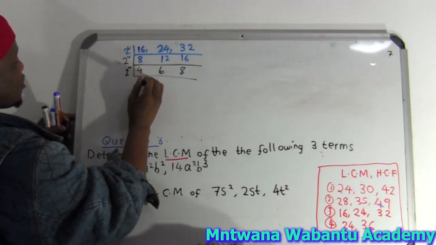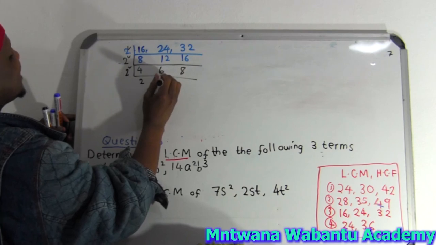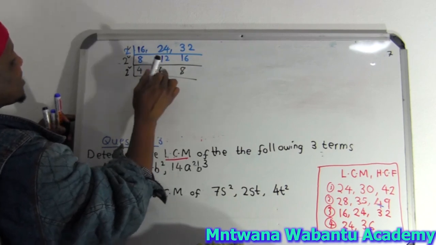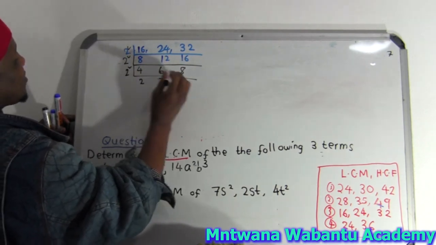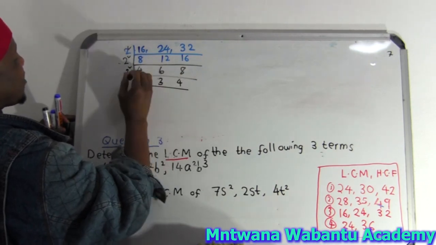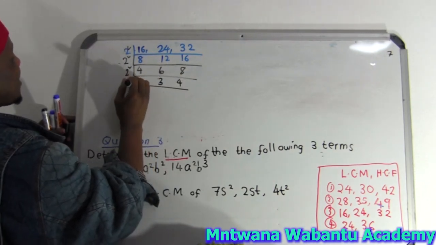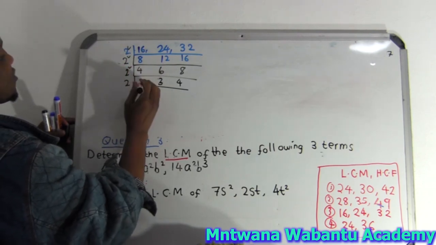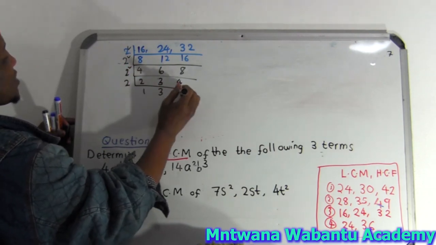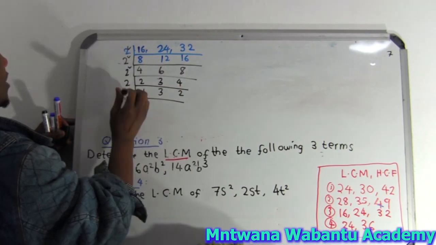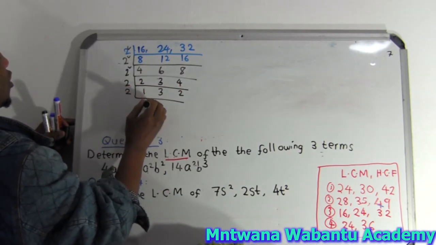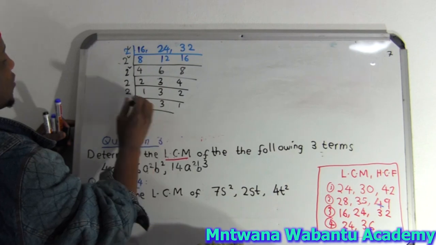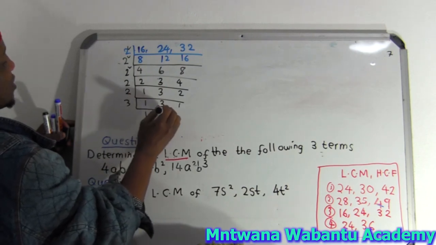Because 4 divided by 2 equals 2. 6 divided by 2 equals 3. 8 divided by 2 equals 4. Okay. Now we go again, 2 again, but it's not going to go for all of them, so we don't tick it, because only the first and the last one can go. The 3 is going to stay the way it is. Now we go for 2, 1, 3, 1, and then we go for 3, 1, 1, 1.